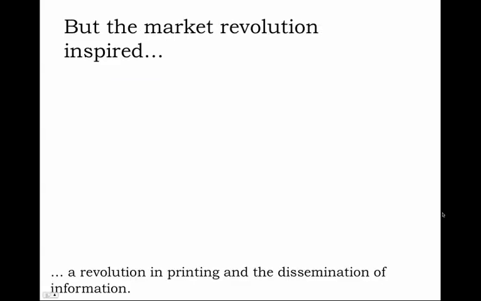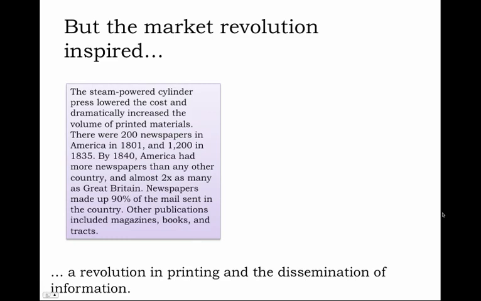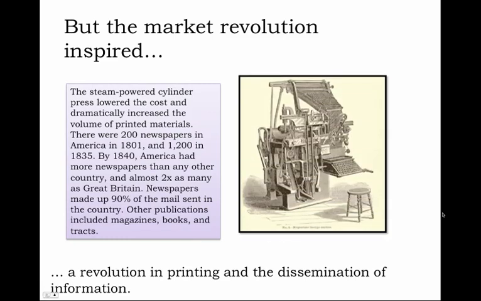Of course, all of that was changing. The market revolution inspired a revolution in printing and the dissemination of information. The steam-powered cylinder press lowered the cost and dramatically increased the volume of printed materials. There were 200 newspapers in America in 1801 and 1,200 by 1835. By 1840, America had more newspapers than any other country and almost twice as many as Great Britain. Newspapers made up 90% of the mail sent in the country. Other publications included magazines, books, and tracts. A kind of information revolution spawned by the larger market revolution.